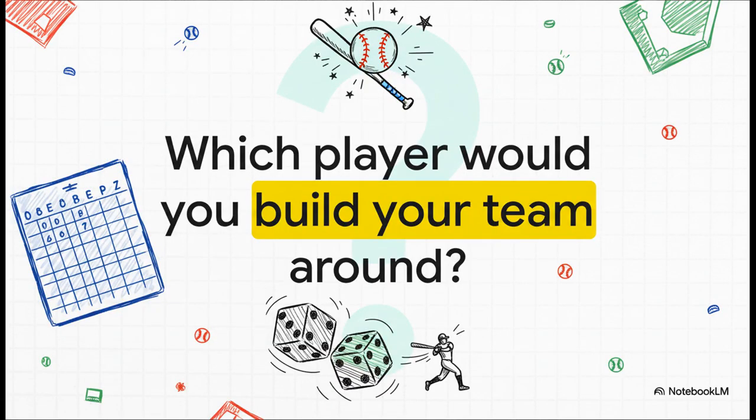So there you have it. The code is cracked. That jumble of numbers now tells a clear story. A story of power, of patience, of performance. So the only real question left is, now that you have this knowledge, what kind of team are you going to build? Who's your cornerstone player? The game is waiting.